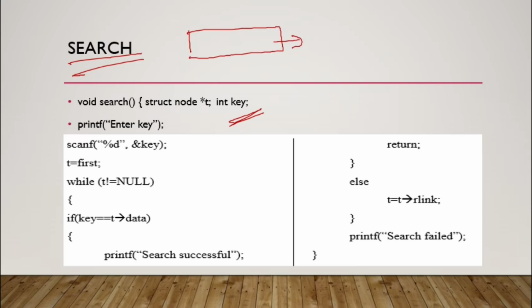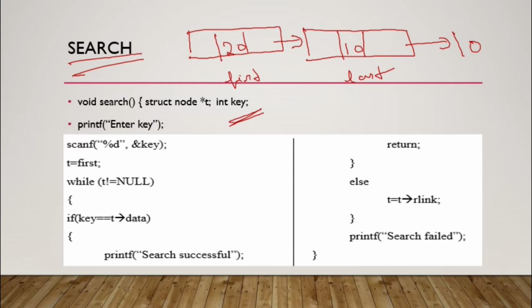So again, let me take one doubly linked list for you here. It has the elements like this, and let it end with null. We know that this will be first, this will be last. Now I have to take the key, students. Initially I need to read the key. Here we print the message "enter key", and scanf %d reads the key. So let me take key as 10.